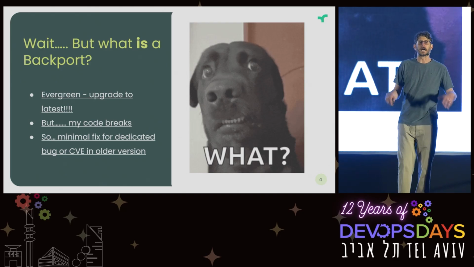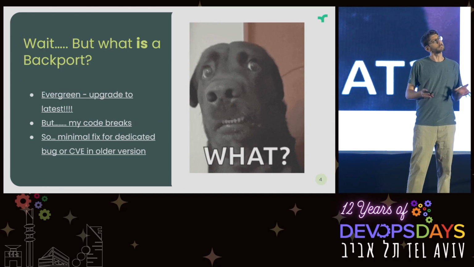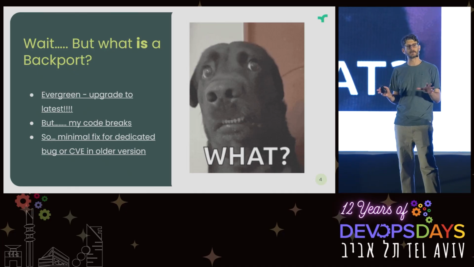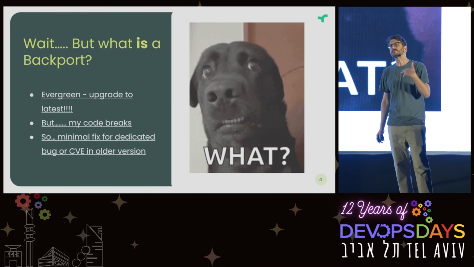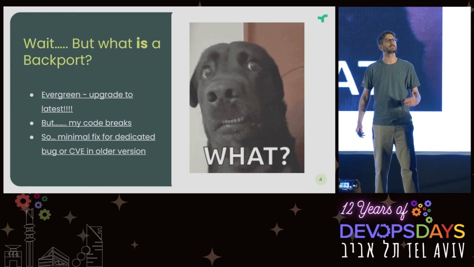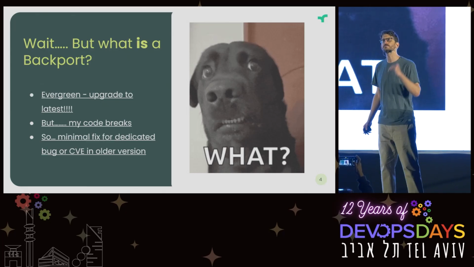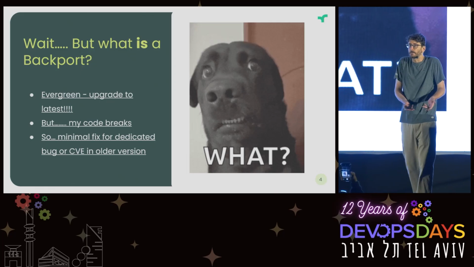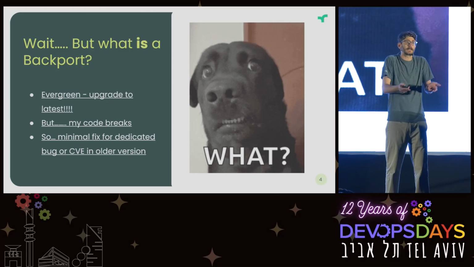But first of all, as all of you might be asking, what is a backport? And here we have something pretty simple to explain. There is a concept called evergreen, which means let's always move to latest. So if there's any vulnerability or any bug that we have, we can just move out there and upgrade our code. But upgrading to latest all the time makes my code break.